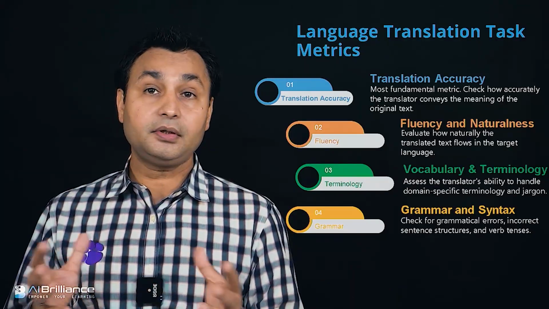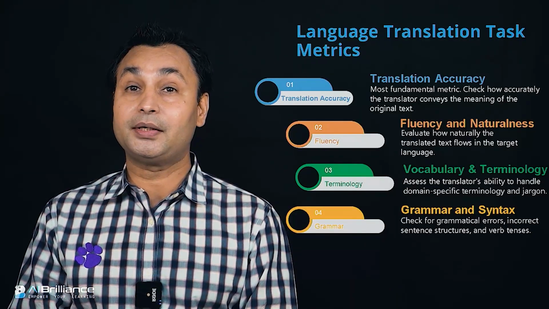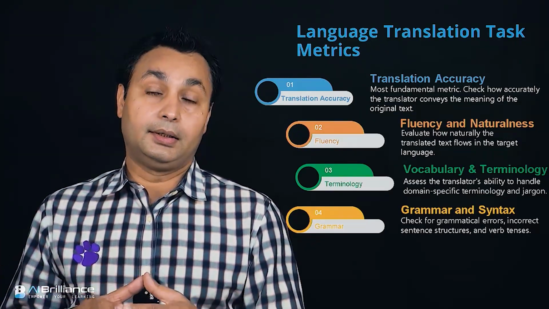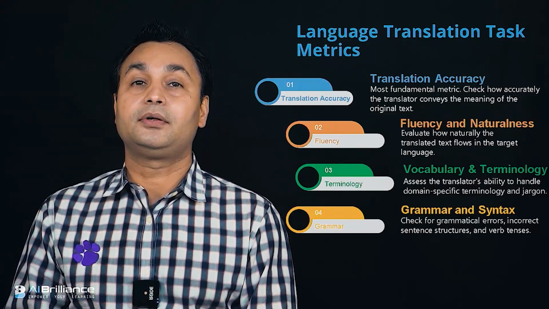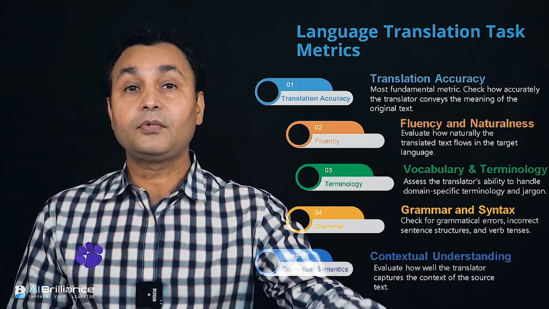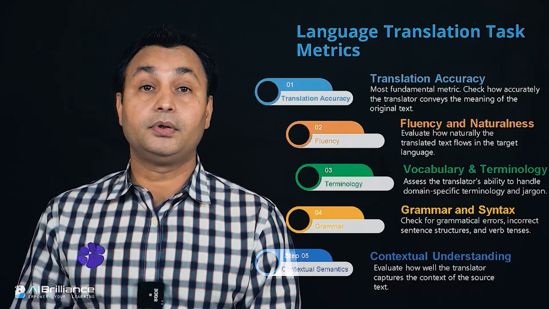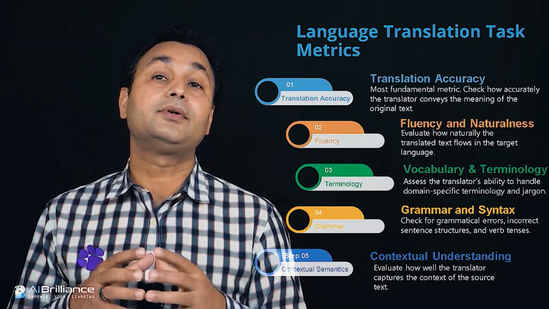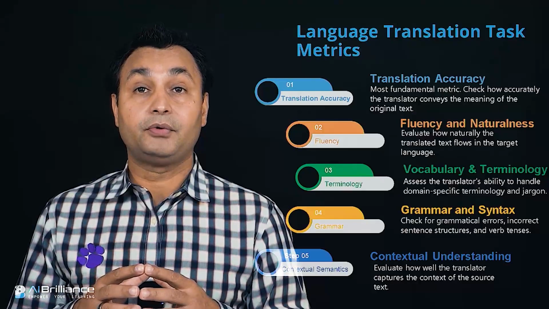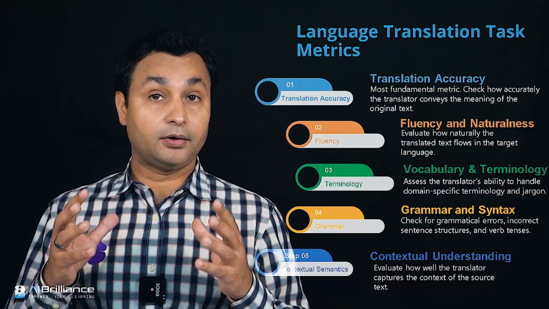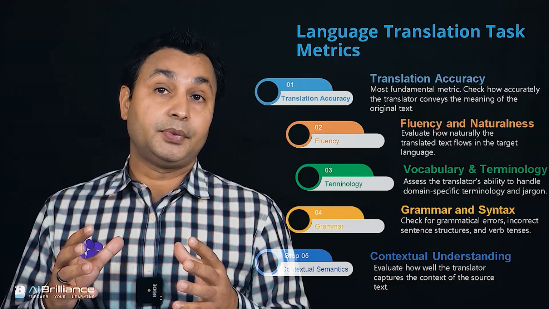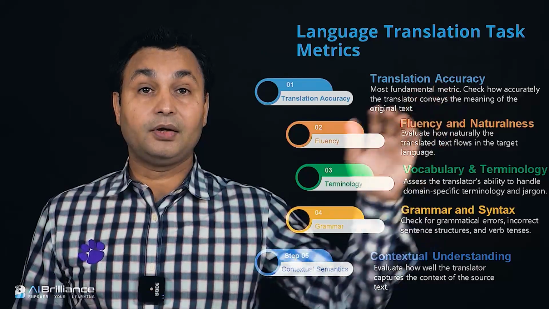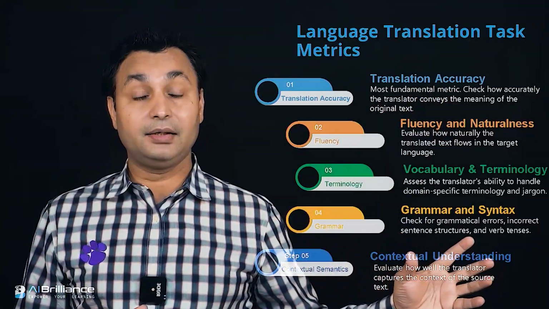Grammar and syntax is very common and important, right? The translation should be grammatically correct and the syntax should be right, and if it is not done by any language translator, then that's not an efficient language translator. Finally, contextual understanding. You need to understand how the translator captures the context of the source text, and that is also an important metric. In the demos, when I spoke about Google Translator and also showed you ChatGPT language translation capabilities, I mainly focused on the translation accuracy and also the contextual understanding aspect of it.